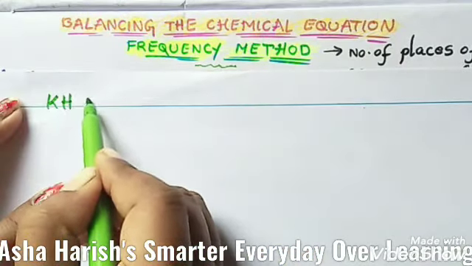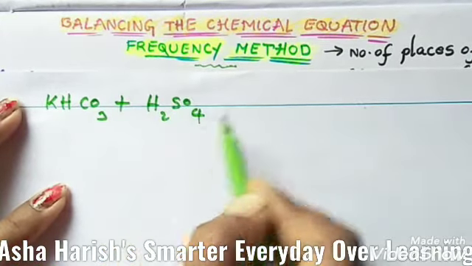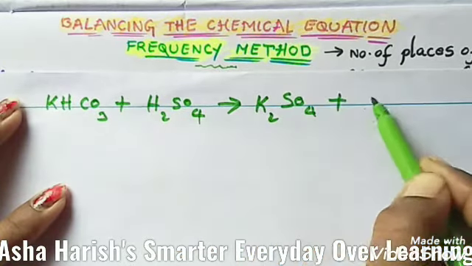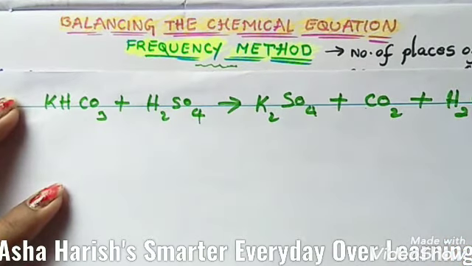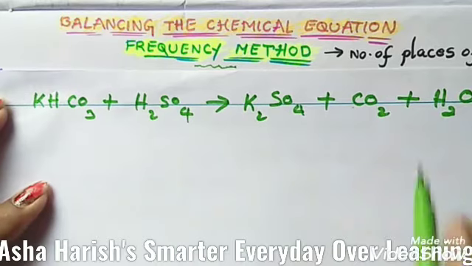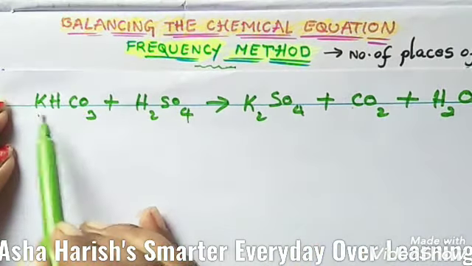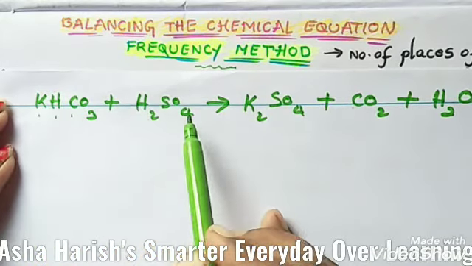Suppose KHCO3 plus H2SO4 gives rise to K2SO4 plus CO2 plus H2O. Here is the chemical equation for you, and frequency means the number of places of elements. Here are the elements you have to see: potassium and hydrogen, carbon and oxygen, again hydrogen, sulfur and oxygen.